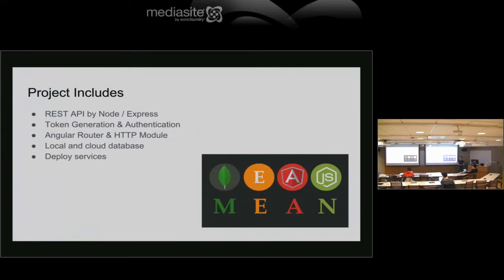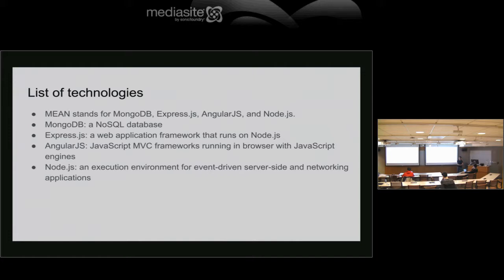Project, you want to deploy the services. And the technology we mentioned before is the MEAN stack. MEAN stands for the four of them: MongoDB, Express, Angular, and Node. Mongo is a NoSQL database, and Express is a web application framework that runs on Node. We also have Angular, a JavaScript framework running on the browser, with Node as the execution environment for the server-side and networking application.